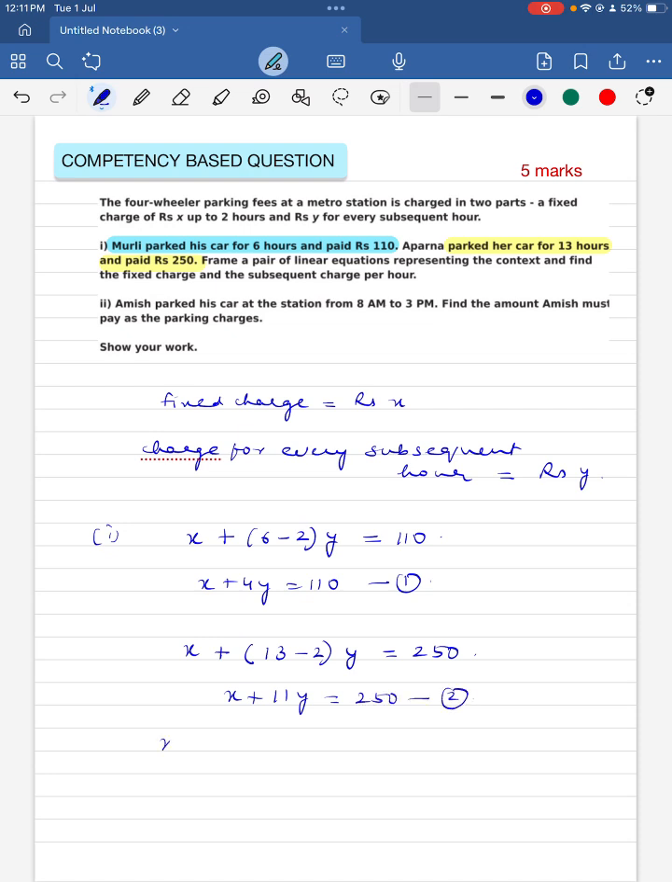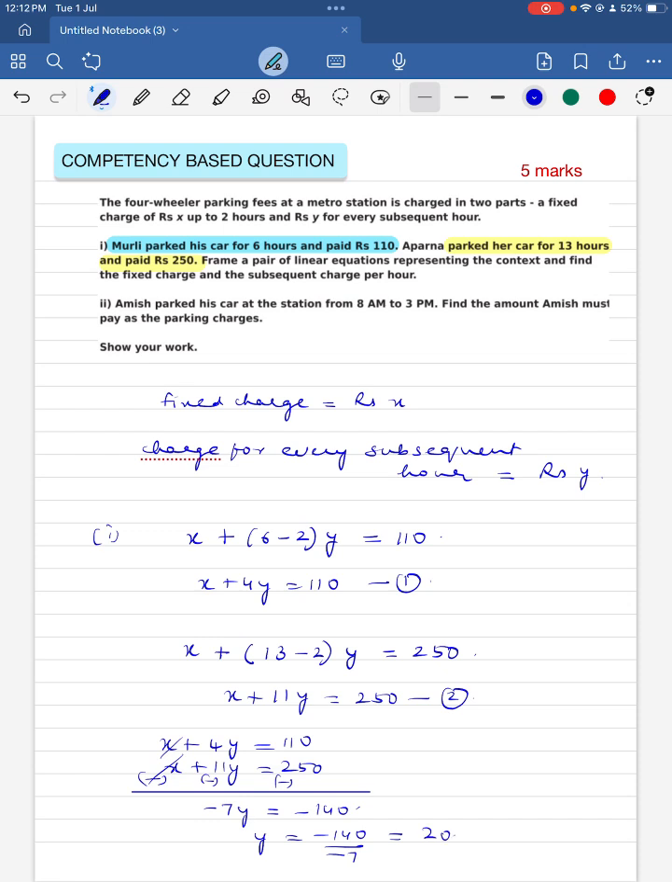Now I just have to solve both these equations. So X plus 4Y equal to 110 and X plus 11Y equal to 250. Let me subtract both these equations, and when I subtract, the X gets cancelled away and I would get minus 4Y as equal to minus 140. Which gives me the value of Y is minus 140 divided by minus 7, which is equal to 20.